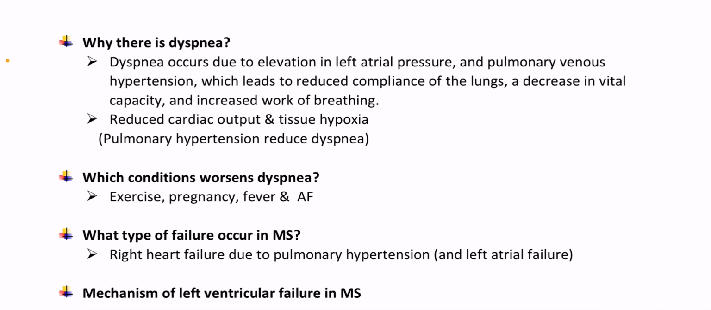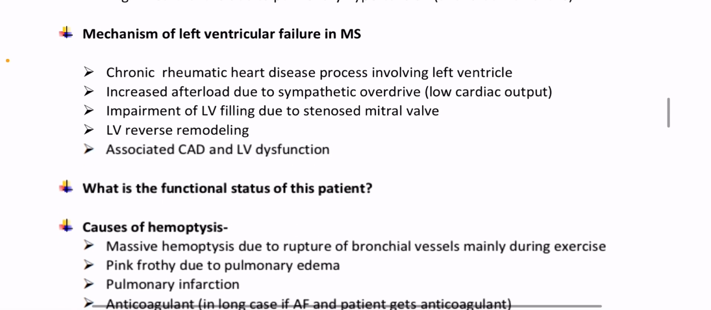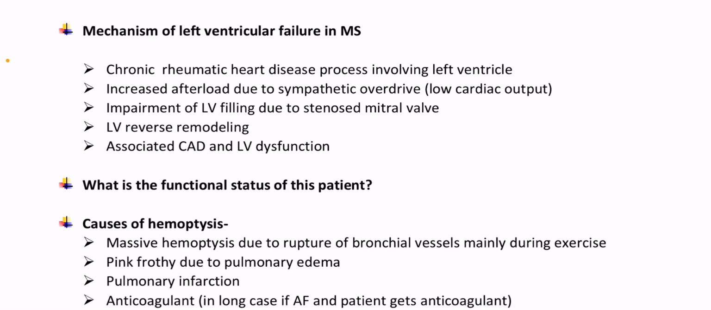What type of failure occurs in mitral stenosis? Right heart failure due to pulmonary hypertension, and left atrial failure. Mechanism of left ventricular failure in MS: chronic rheumatic heart disease process involving the left ventricle, increased afterload due to sympathetic overdrive and low cardiac output, impairment of LV filling due to the stenosed mitral valve, LV reverse remodeling, associated coronary artery disease, and LV dysfunction.